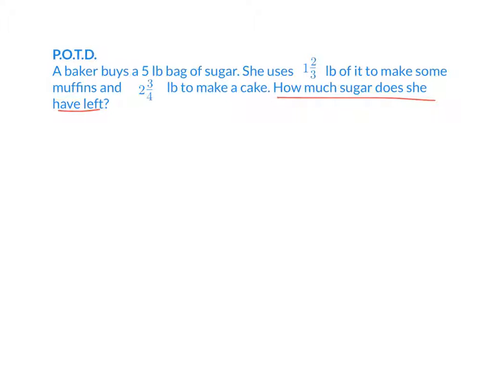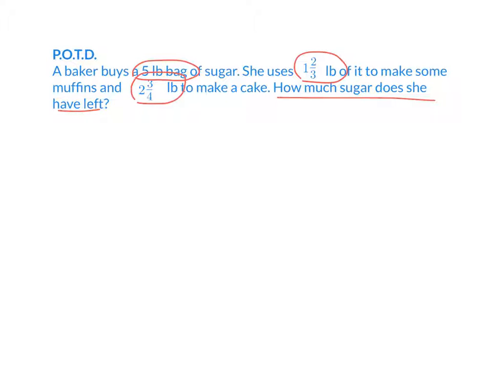Joseph? She bought a 5-pound bag. She starts with a 5-pound bag. Very good. She used 1 2/3 pounds. And then she uses 2 3/4 pounds. Good. So let me ask you a question, because our next step is D, which stands for?